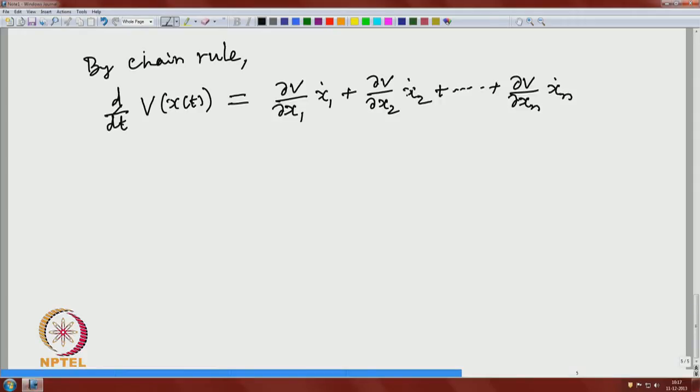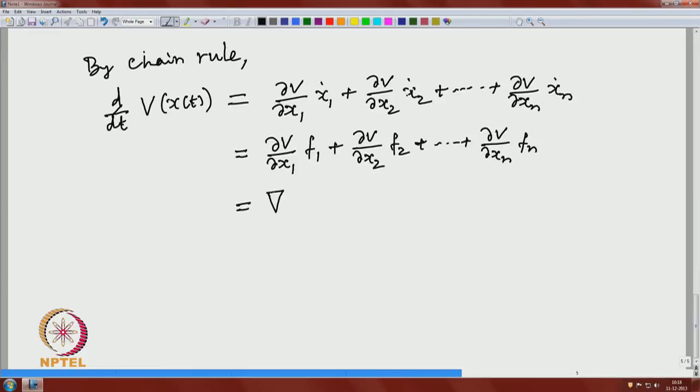But remember x is a solution of system 1. So, this is nothing but dV by dx1 f1 plus dV by dx2 f2 etcetera, and this is fn. And this is nothing but del V dot f, that is what we defined. And by our assumption, this is less than or equal to 0, by condition 2.